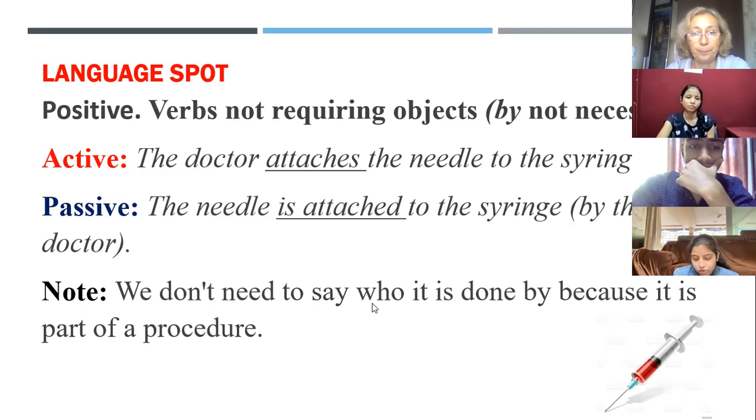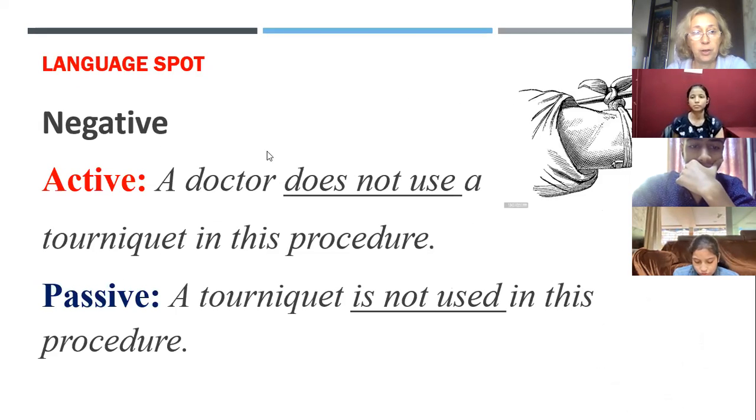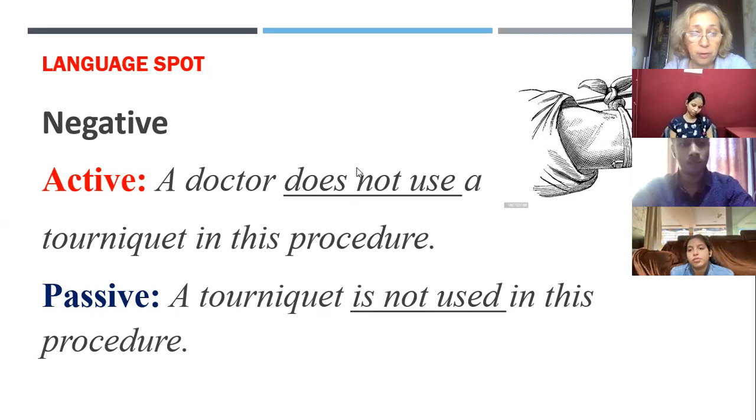Well, and there are sentences in the negative form. So active voice: a doctor does not use a tourniquet in this procedure. Here, as this is the active voice and we need a negative sentence, we need to use an auxiliary verb, does, doesn't use, does not use. And the second sentence is passive.